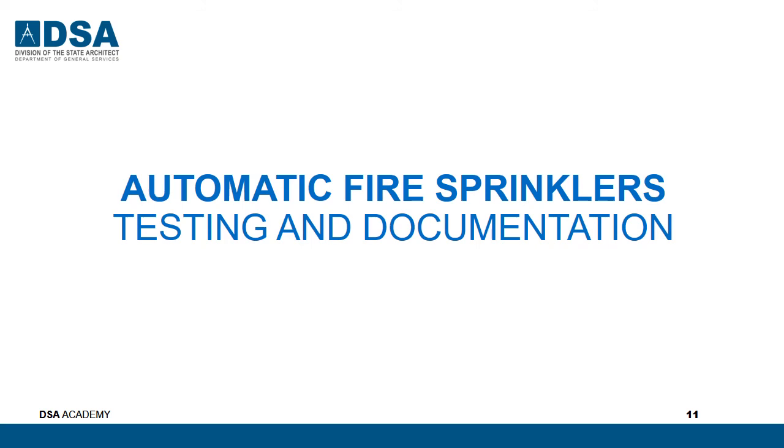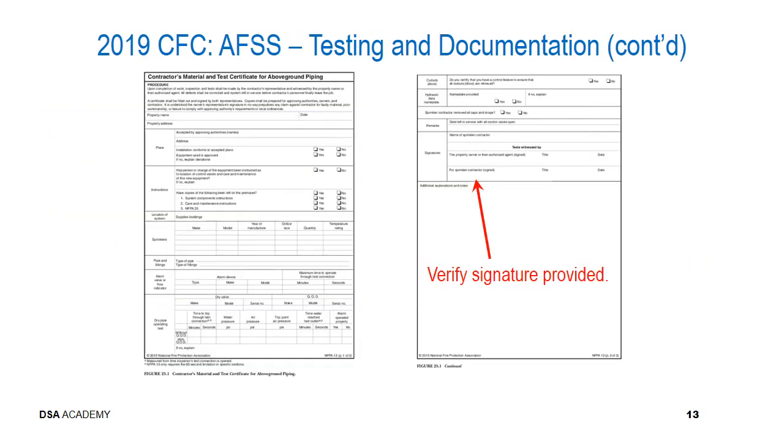Automatic fire sprinklers. Testing and documentation. Here's an example of that figure 25.1 and where the signatures are required. There is a complete copy of the material test certificate located in the resource section.